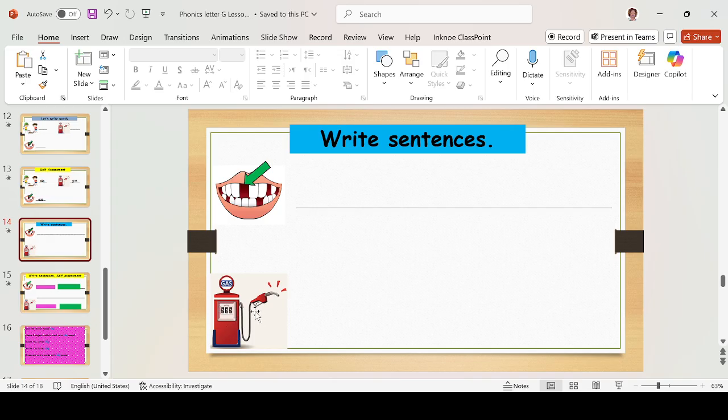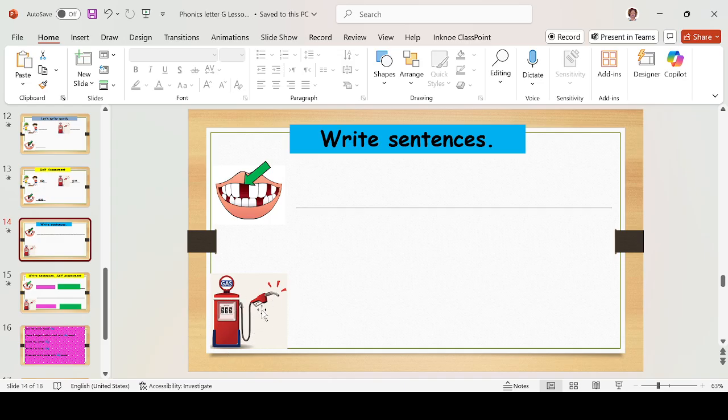When you are done, I want you to come to this one. Pause the video, draw your gas tank, and write it is a gas. It is a gas. Remember uppercase, finger space, and full stop. Okay. It is a gas. When you are done with that one, the last sentence is this is a gas.